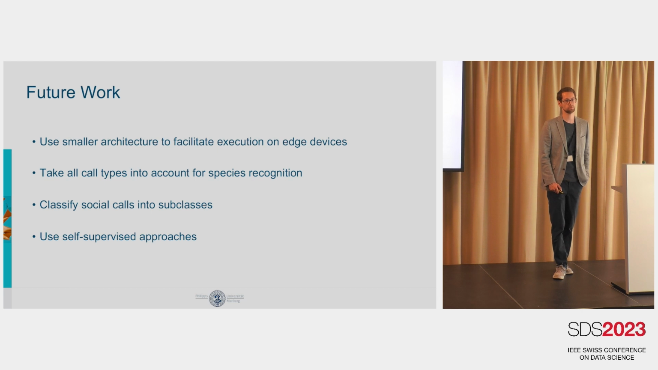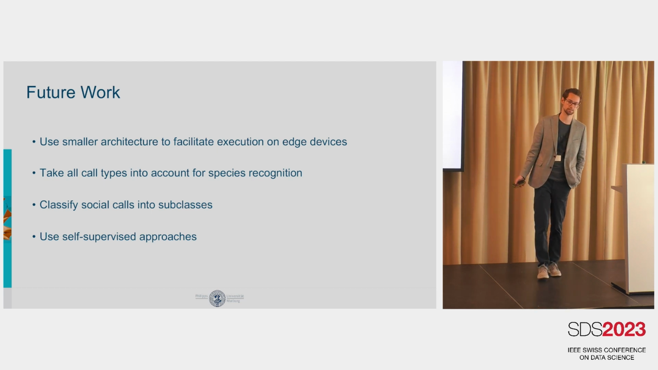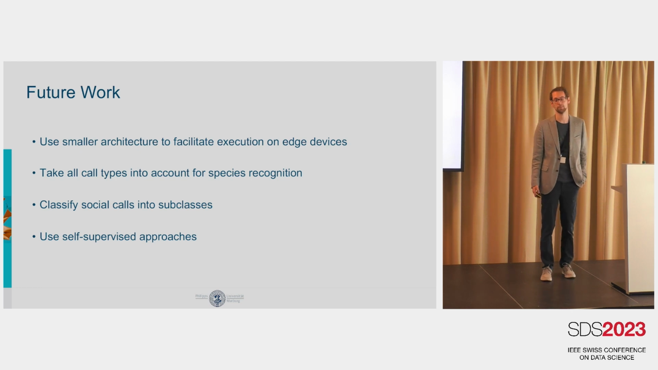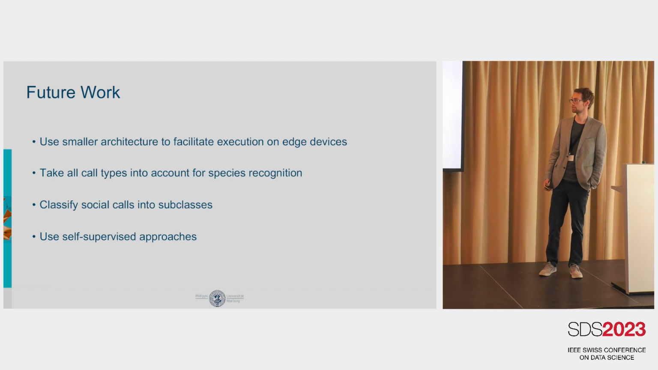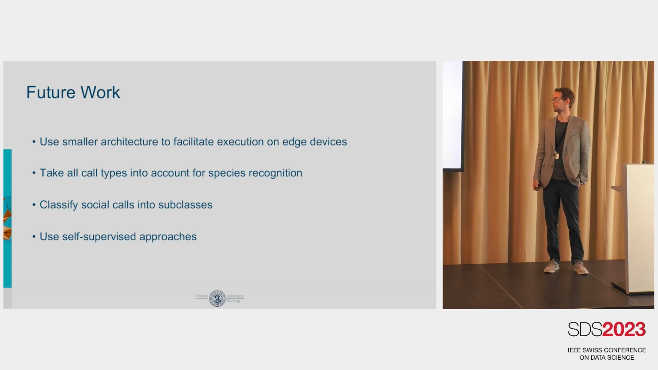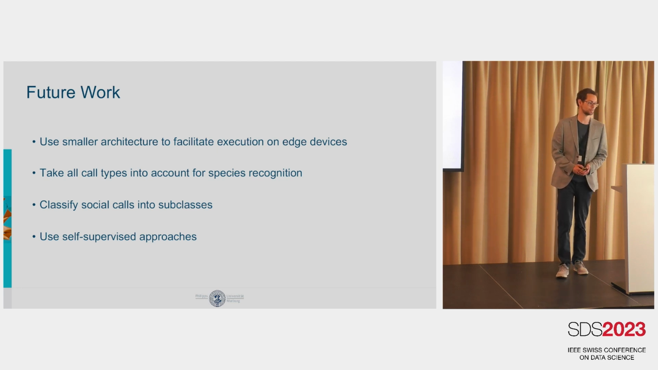For future work, it would be interesting to explore smaller architectures, since the ViDDet is very big, and it would be better to run the models on edge devices, since transferring all the data to the cloud is very expensive. Furthermore, all call types could be taken into account for species recognition, especially since some social calls are very characteristic for the corresponding species.